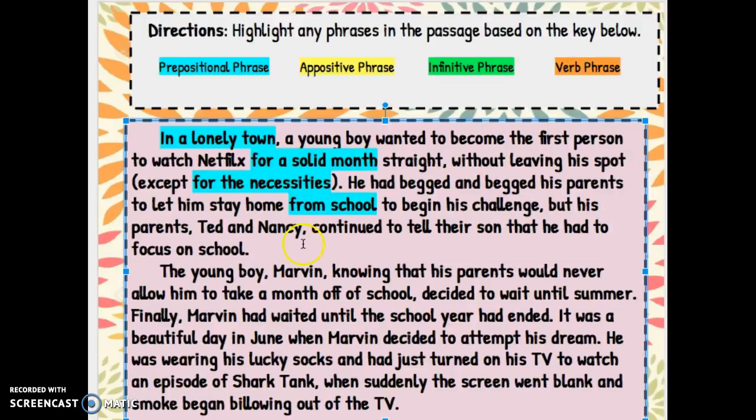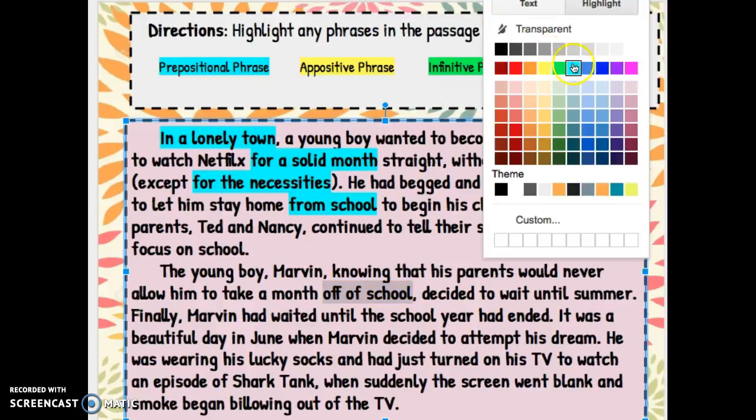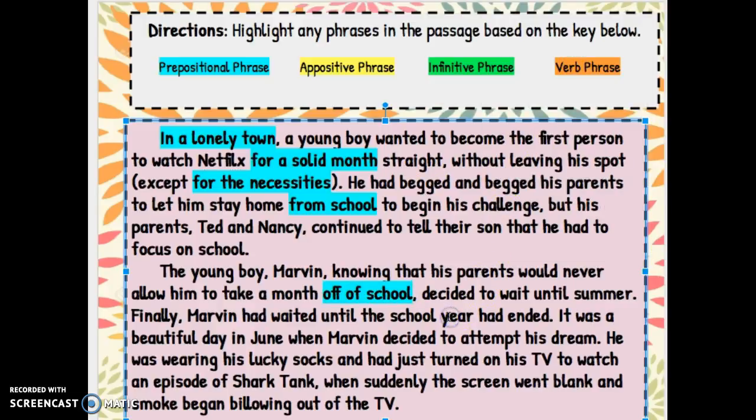But his parents, Ted and Nancy, continued to tell their son that he had to focus on school. The young boy, Marvin, knowing that his parents would never allow him to take a month off of school, decided to wait until summer. Off of school is a prepositional phrase.